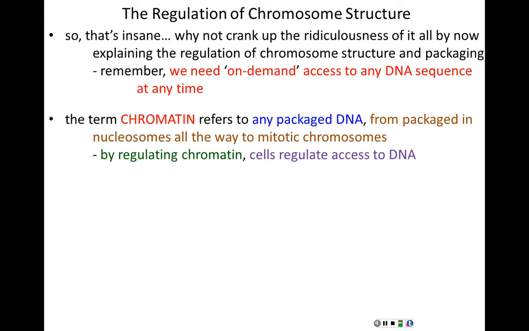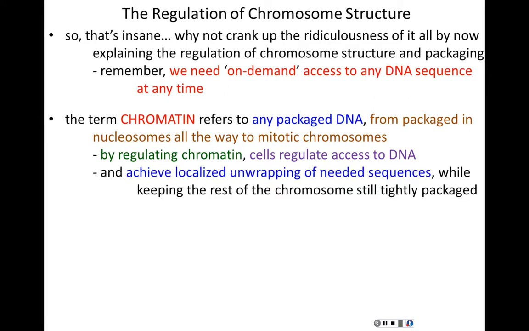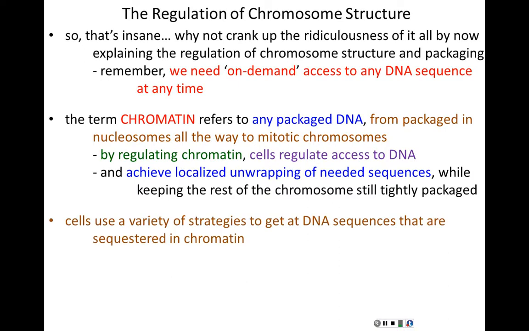And when we say regulating chromatin, we really mean regulating the compaction or the packaging of DNA. So by regulating chromatin, we regulate access to DNA. We can tighten chromatin up and keep DNA away from other cellular processes. We can loosen, expose chromatin, and allow DNA to be accessible. Achieving this kind of localized unwrapping of needed sequences while maintaining the tightly packaged, wrapped denseness of other sequences is the essence of chromatin regulation.